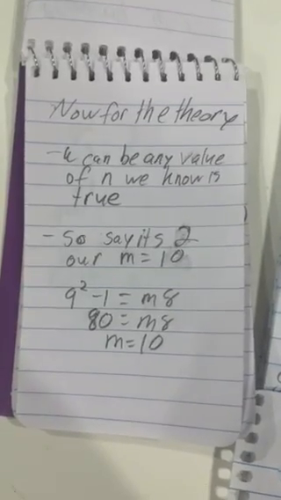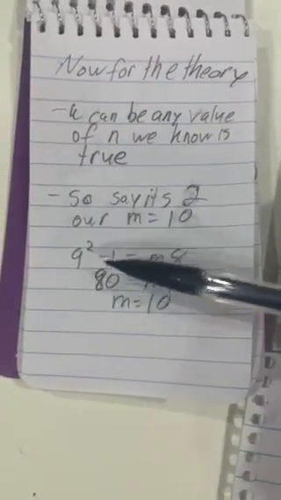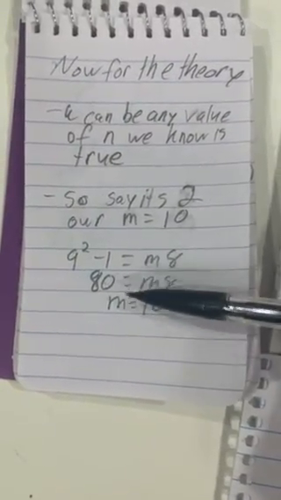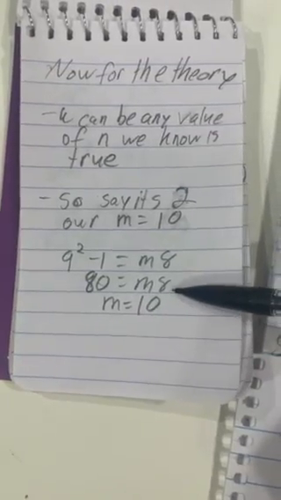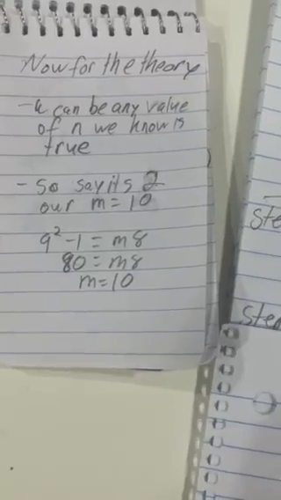But I'm going to kind of show you this next step a little first. K can be any value, right? So let's just assume it's 2. We can prove that our m will be 10. So 9 squared is 81 minus 1 is equal to 80. 80 divided by 8 is 10. So we've shown that this is some P of k that is true.